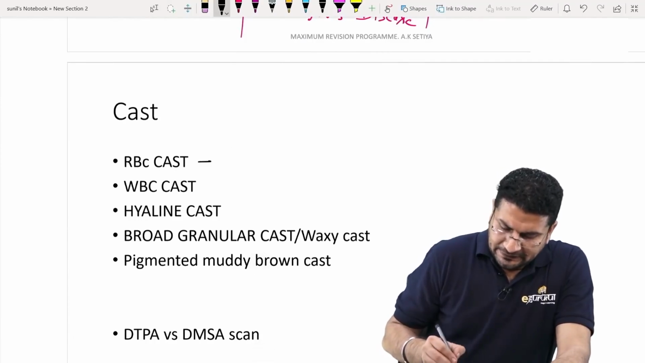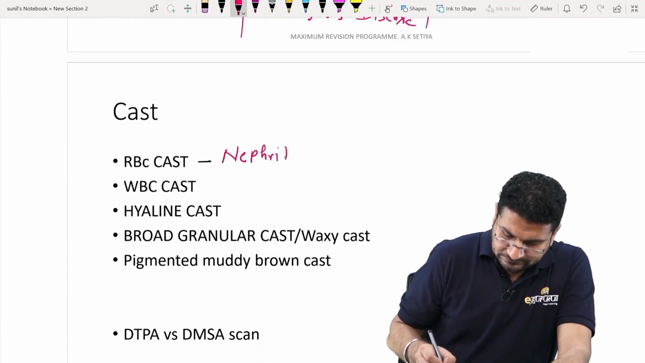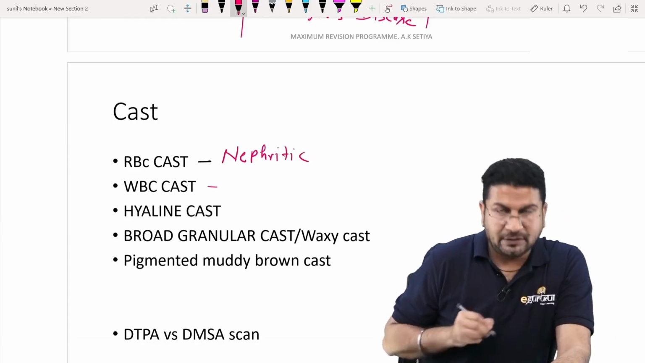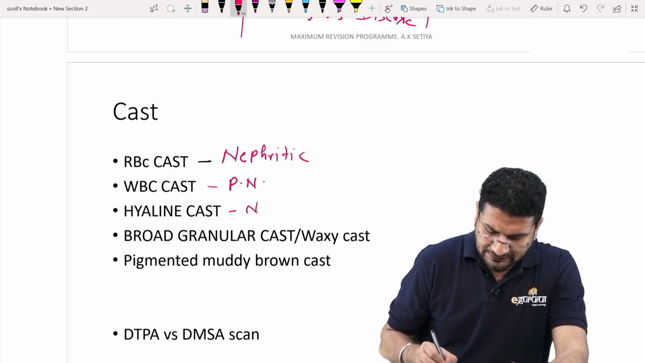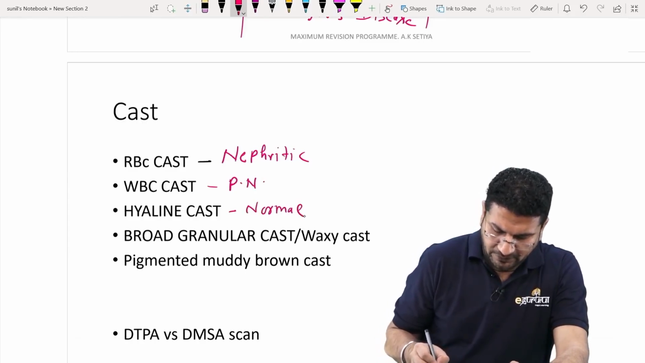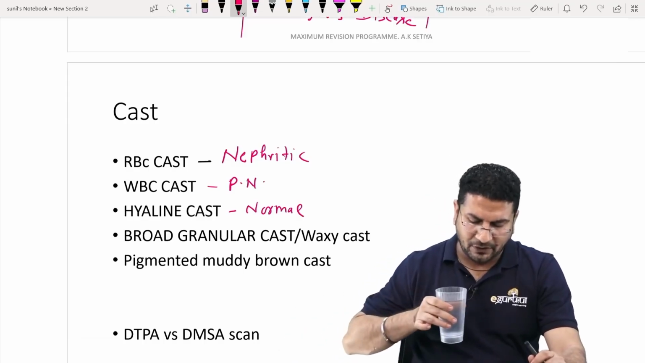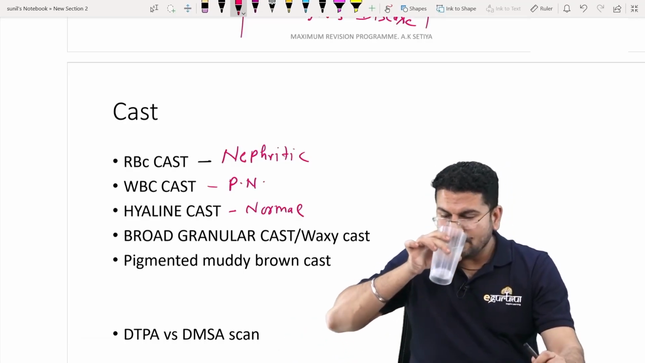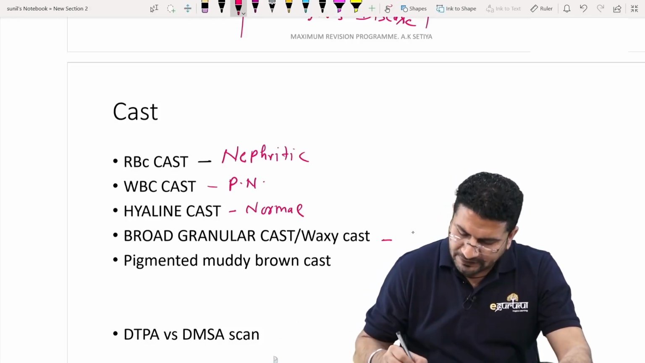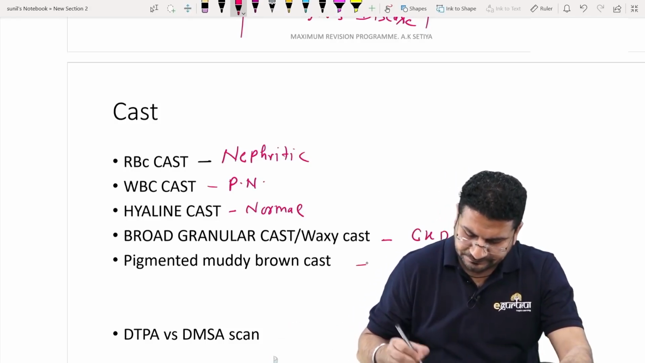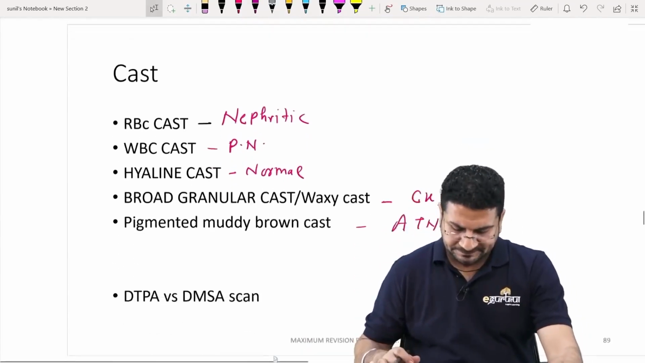RBC casts are seen in nephritic syndrome. WBC casts are seen in pyelonephritis. Hyaline casts are normal. Sometimes they can form Tamm-Horsfall protein. If I say broad granular casts or waxy casts, these are seen in CKD. Muddy brown casts are seen in ATN, acute tubular necrosis.